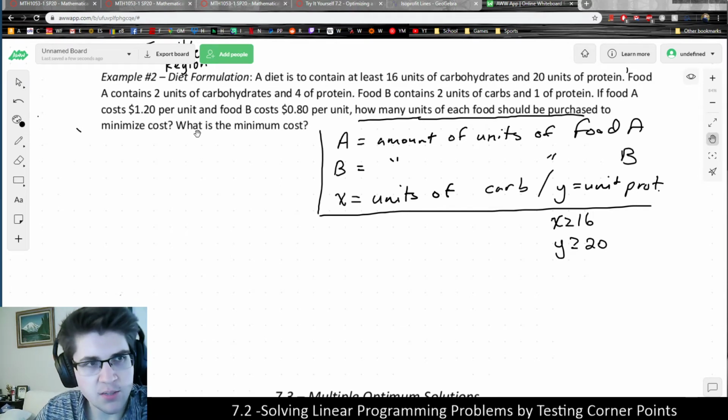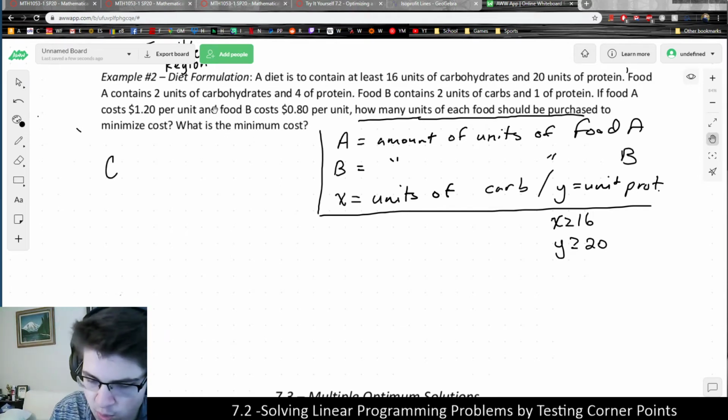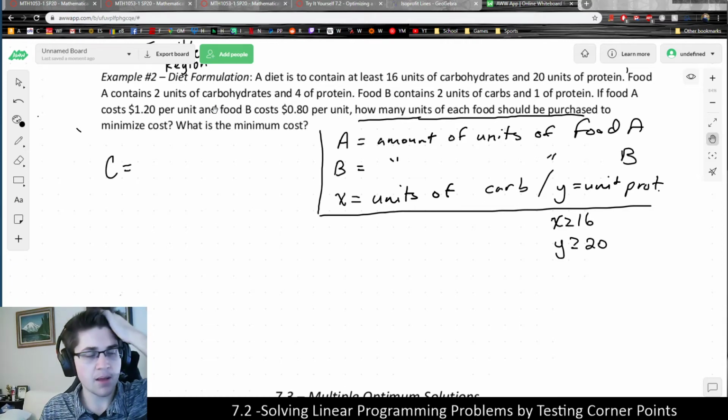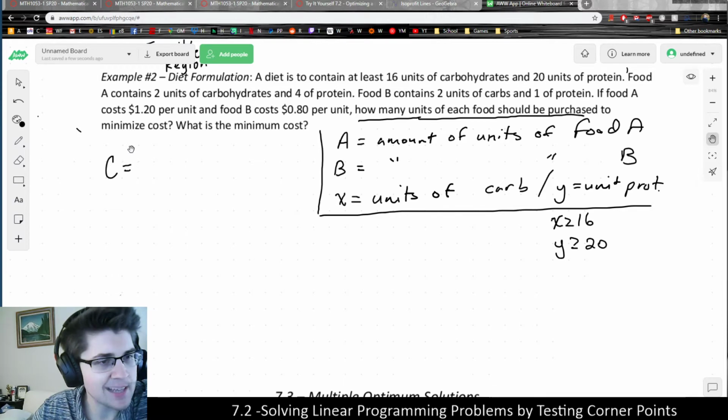But another thing is the cost. What we're trying to minimize is one function that we're trying to solve, and this is always going to be the isoprofit line that we're looking for. In the last example it was profit. We were trying to maximize profit because we want to make as much money as we can. But if we're looking at the cost to our business, or in this case our diet, if we're a nutritionist or whatever, we often might want to spend less money, so we're trying to minimize cost.